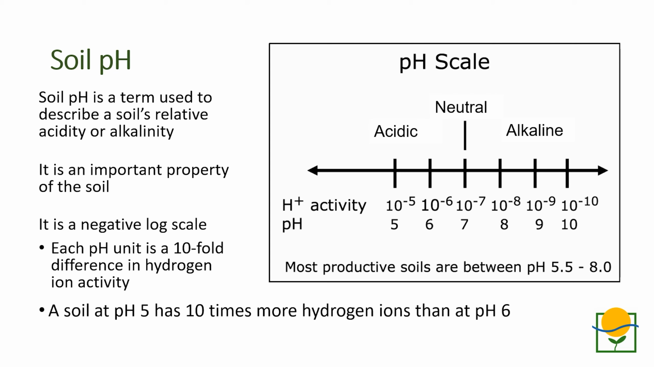Most soils are in the range of 5.5 to 8, often with acid soils in the high rainfall areas and alkaline soils in the low rainfall areas.